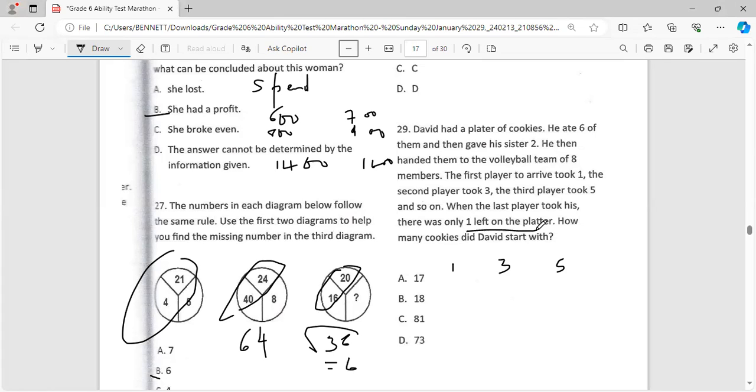Sir, adding all of them I get 26. 26 again? Yes, sir, add all of them. But that's not an option.